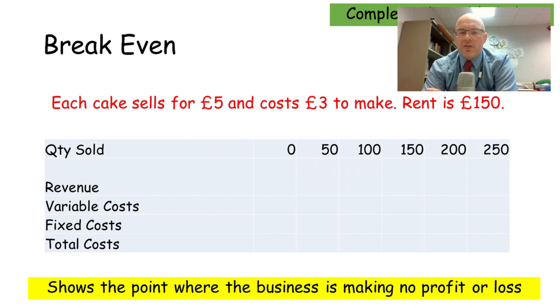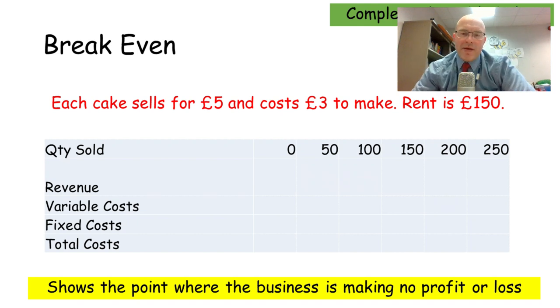Your variable costs, of course, are based around that £3 to make. So if you sell no cakes, nothing times 3 is 0. It costs you nothing in variable costs. If you sell 50 cakes at £3, it would cost you £150. 100 cakes at £3 would be £300. 150 cakes at £3 would be £450. 200 cakes at £3 would be £600. And 250 cakes at £3 would be £750.